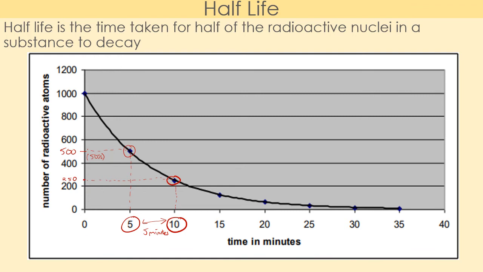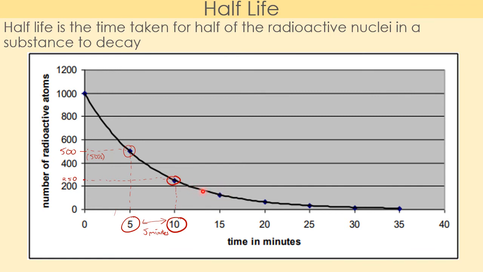We can see that each time we are halving the number of radioactive nuclei, the time is staying the same. It's taking 5 minutes to go from 1,000 to 500. It's taken 5 minutes to go from 500 to 250. The next one would be 125. We're down to here. That's taken 15 minutes in total from the start.